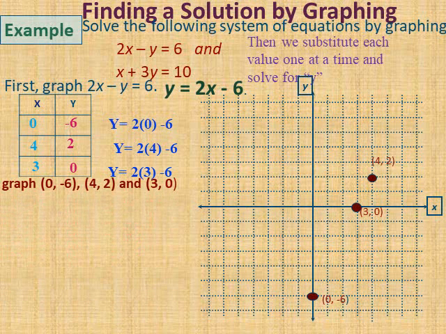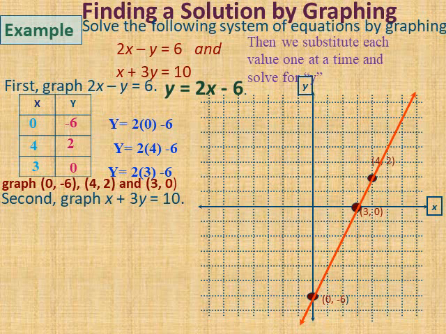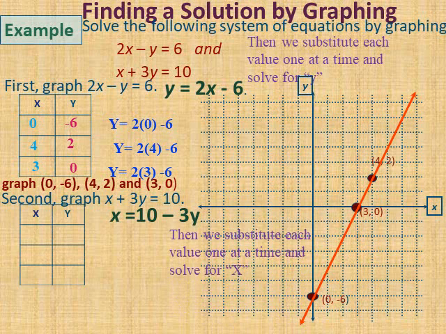Then graph the 3 points, or graph the line which passes through them. And this is the first line, which represents 2x minus y equals 6. Right. Let's see the other line, the second one, x plus 3y equals 10. Rewrite the equation. It will be x equals 10 minus 3y. So in this case, I'm going to put values for y and find the corresponding x.